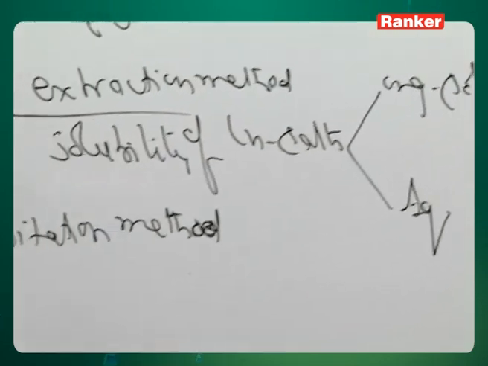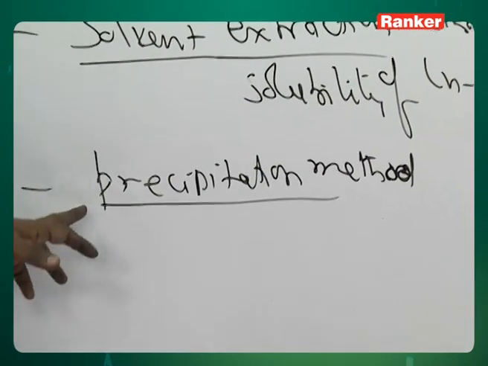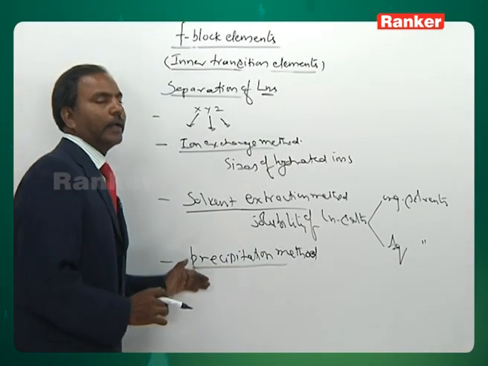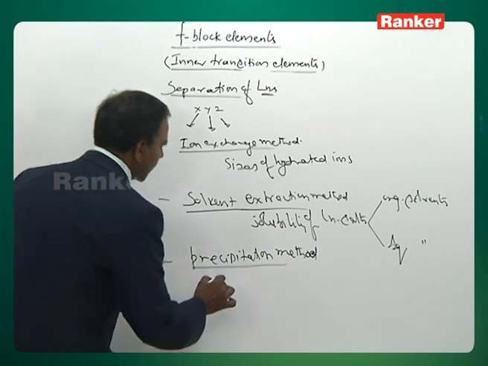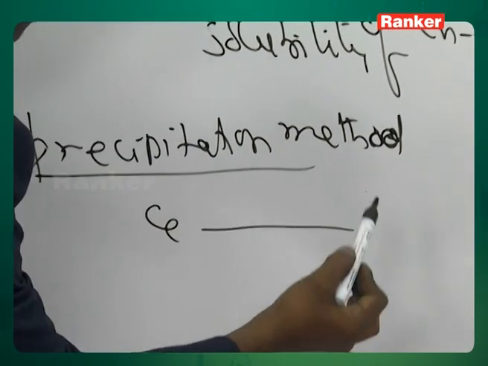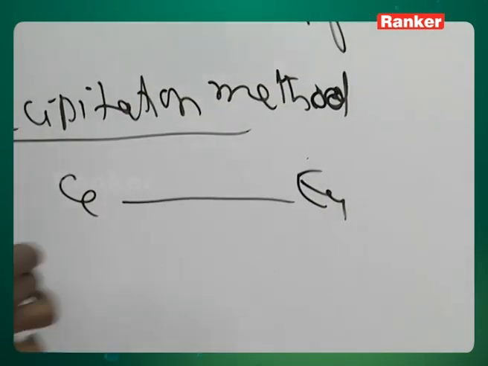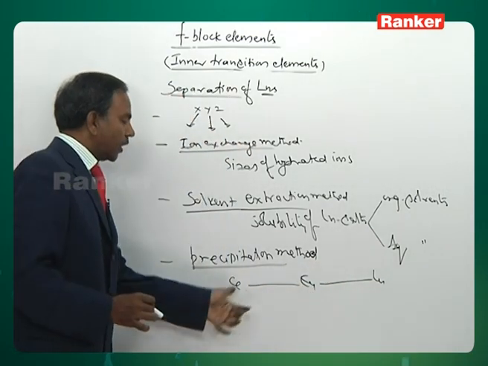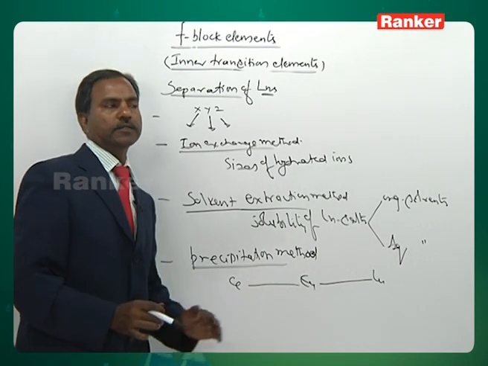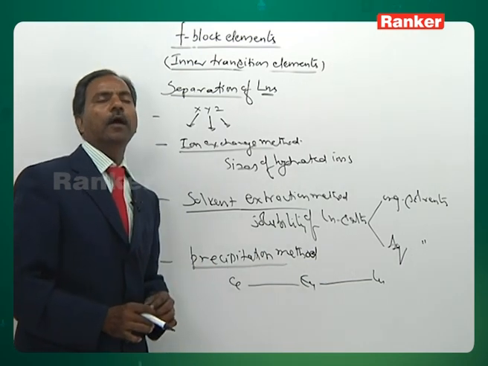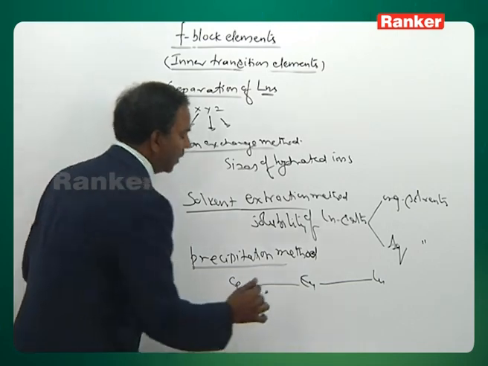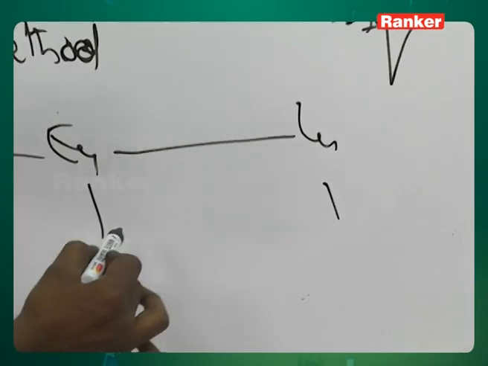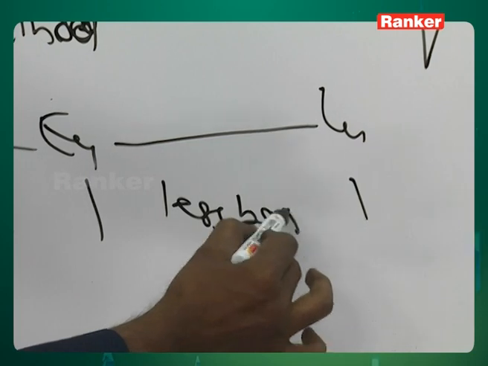Next, coming to the precipitation method. This is based on the basicity of lanthanides and the rate of precipitation. Consider cerium to europium, and europium to the last element, lutetium. The basicity of the hydroxides and oxides gradually decreases. The right side, the second half of the lanthanides, are less basic.